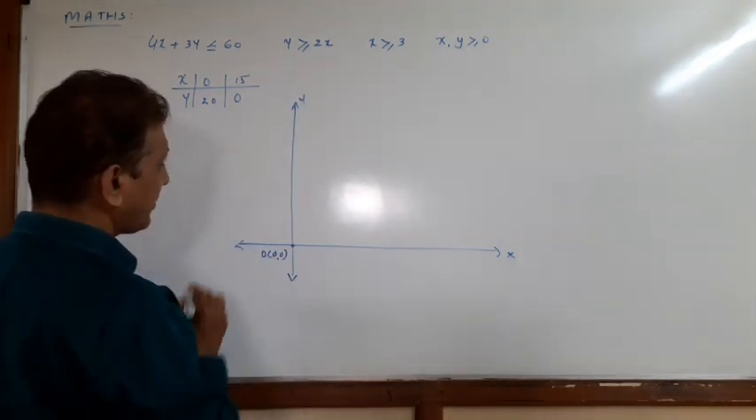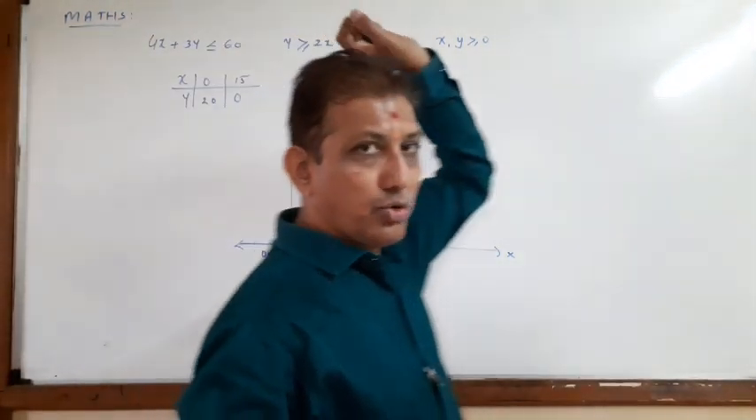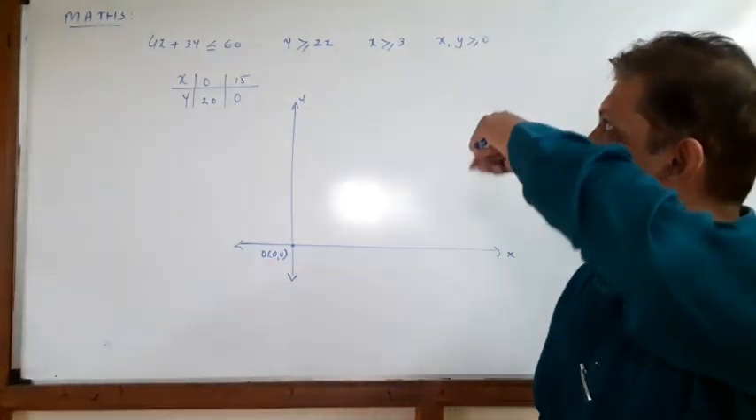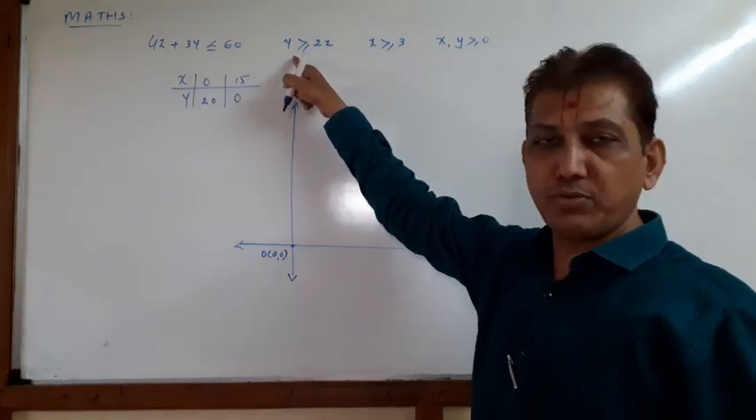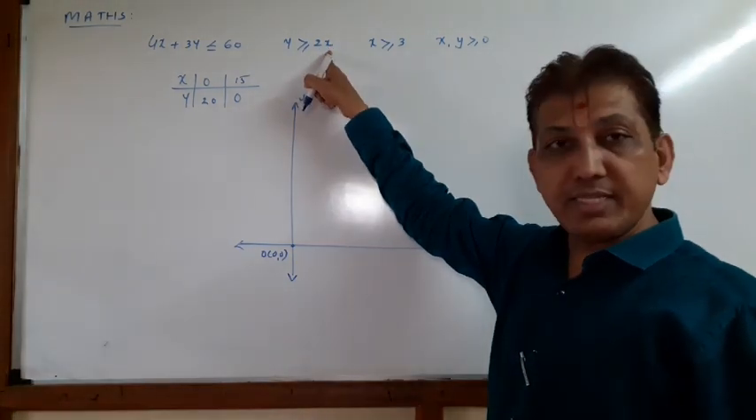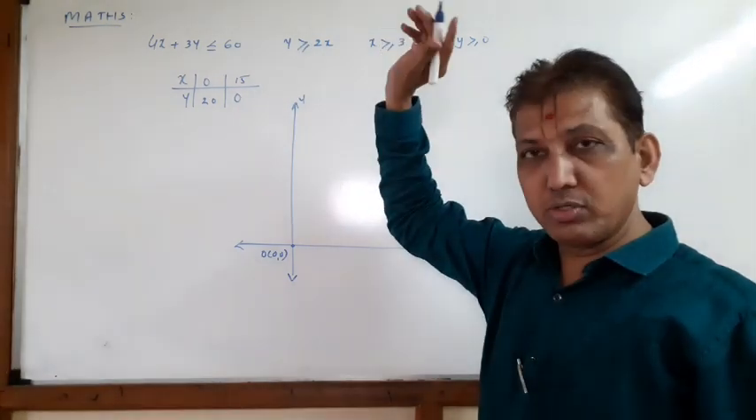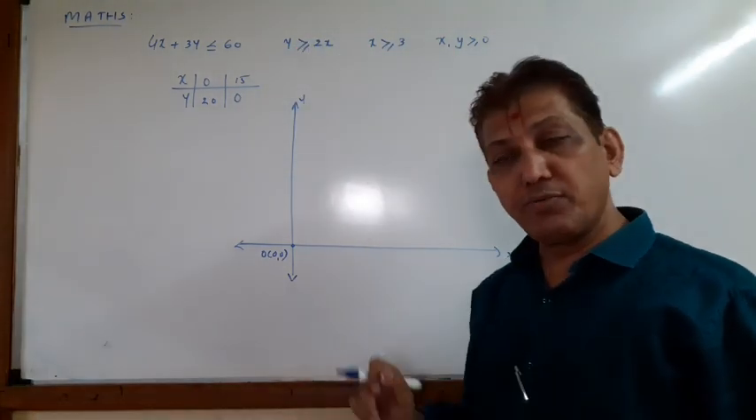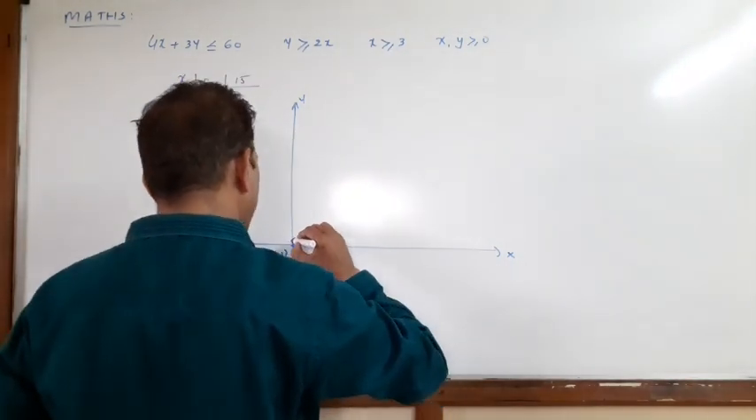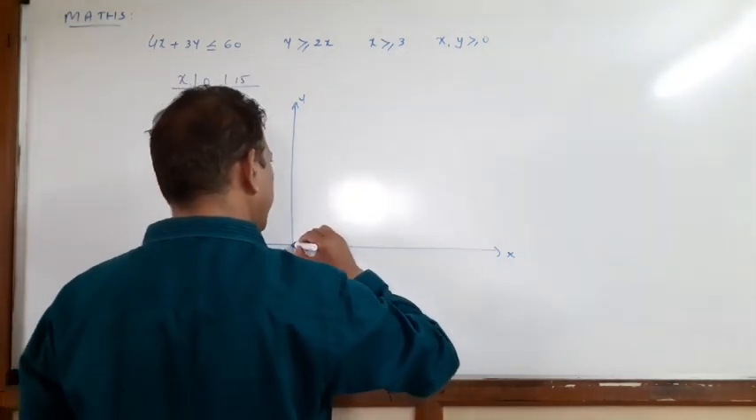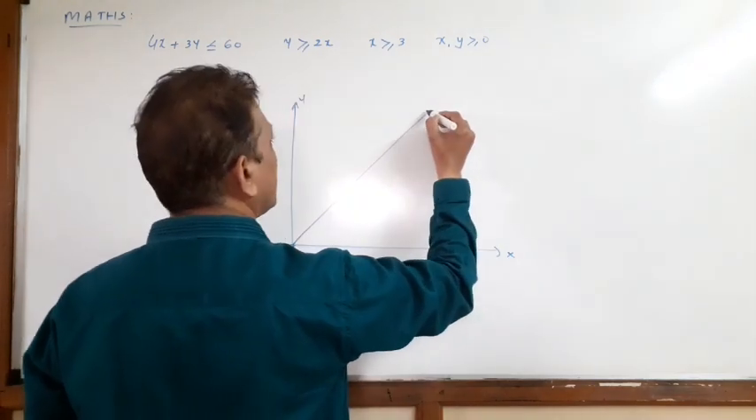Origin. This line will pass through the origin because the constant term is not given. You can put x equal to a positive number, so y we get positive. If I put x negative, then y also negative. So this line passes through the first and third quadrant, and here we graph only the first quadrant.